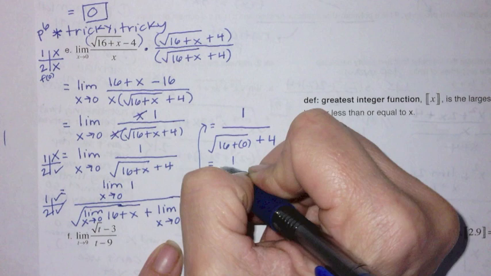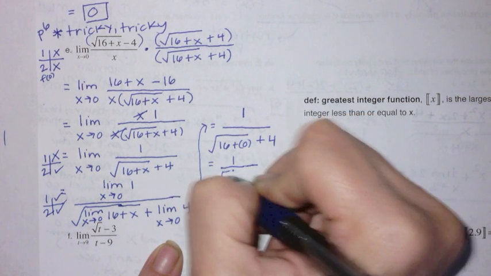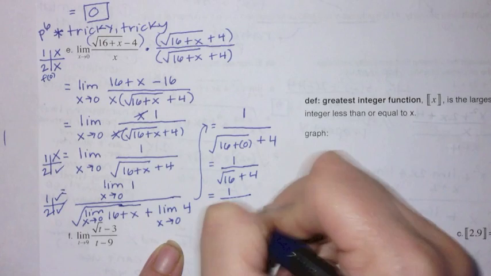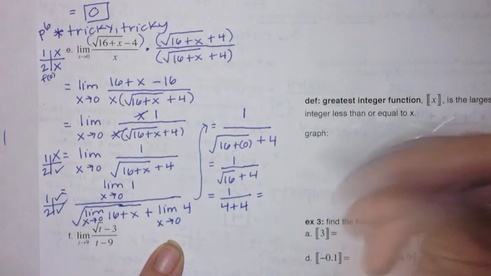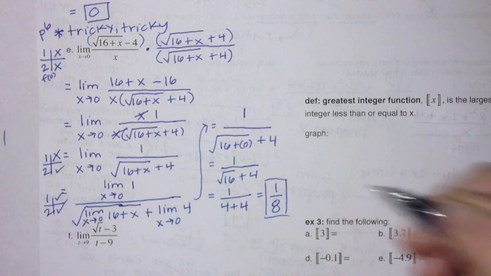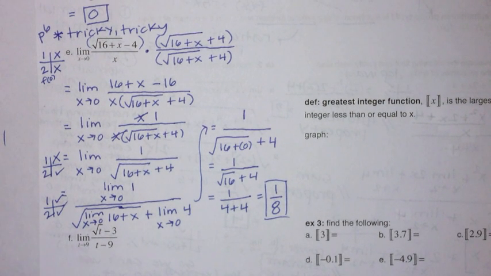So 1 over the square root of 16 plus 4, which equals 1 over 4 plus 4, which equals 1/8. Woo! That's impressive, right? Okay, we're plugging and chugging right along.